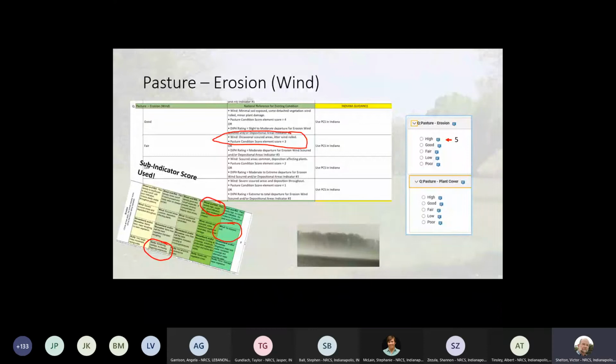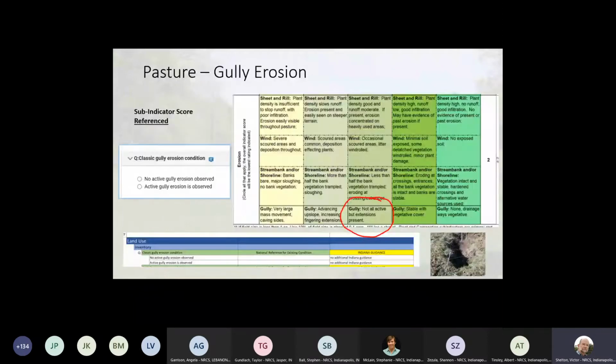Classic gully erosion does not technically use the PCS for CART, but you can still use it as a reference, looking at the sub-indicators. If you're out there anyway doing the PCS, you're going to know, especially if you've interviewed the producer, if there's any gully erosion in that field. So basically, for gully erosion, you're just going to be marking: are there any observed or not?